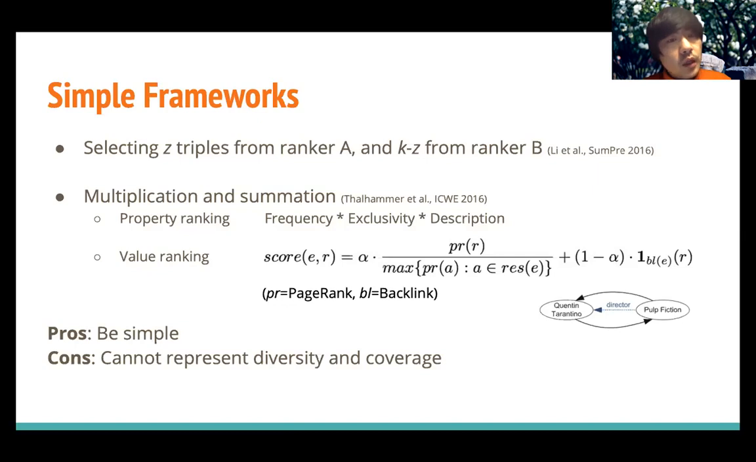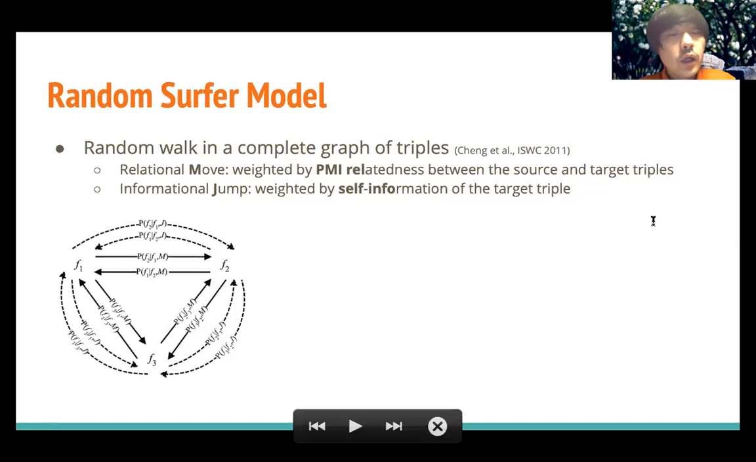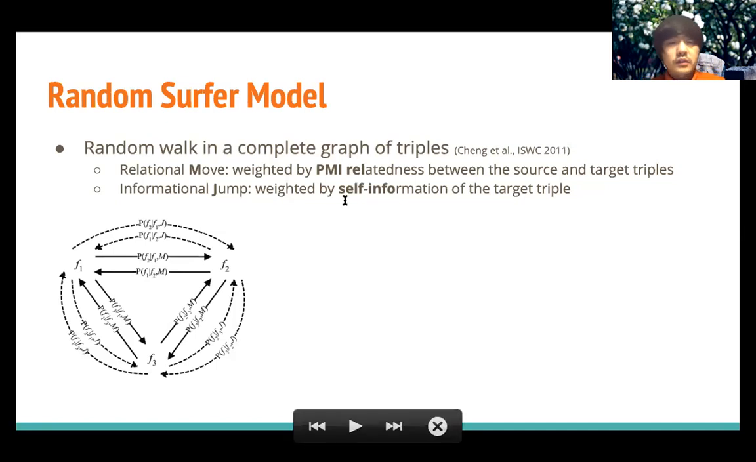So now we move to some more complex models. A random surfer model. The random surfer model was actually developed by myself and other colleagues, in an early work. This system, we call it RAILWAY. In this system, we construct a complete graph of triples. So in this graph, it is a complete graph, so you have edges between every pair of nodes, but here a node is a triple. Okay, a node is a triple. So it's a graph of triples.